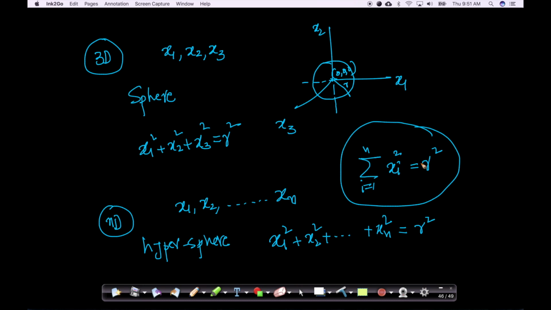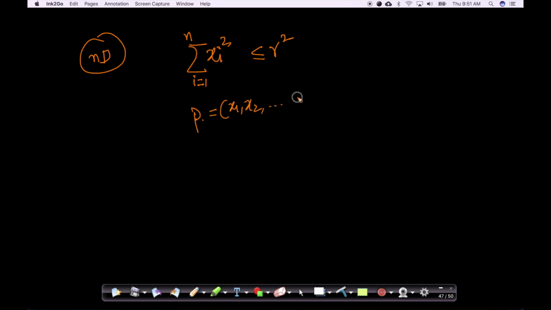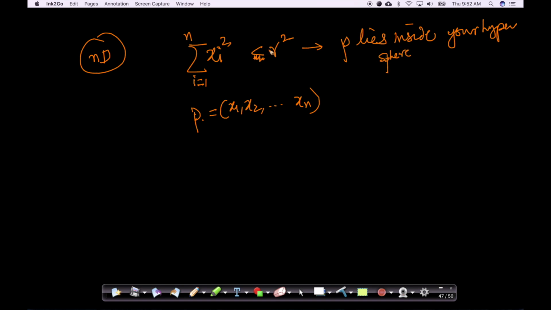If your summation of xi square, i going from 1 to n in an n-dimensional space, is less than r square, then the given point p, which I'm assuming is x1, x2, so on and so forth, xn, lies inside your hypersphere. In this case, your hypersphere is centered at origin and has a radius of r. Similarly, with greater than and equal to, the same interpretation that we learned in 2D can be extended to higher dimensional spaces.